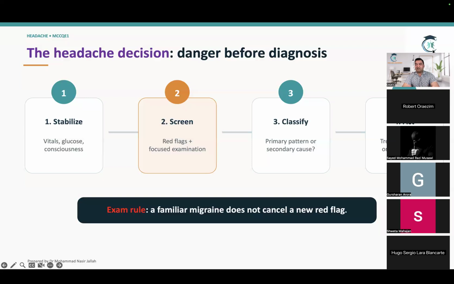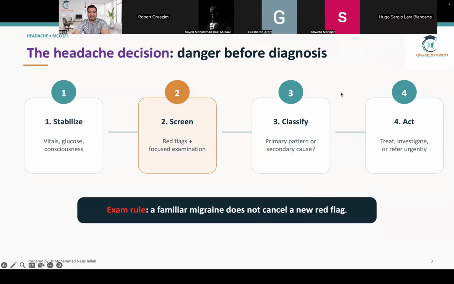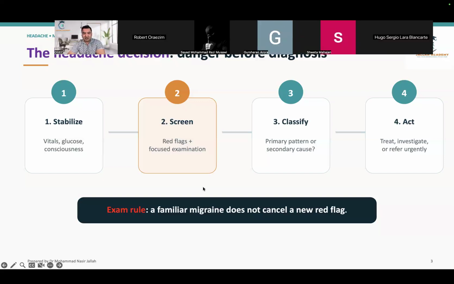If the red flags are positive, for example, if it happened after trauma, if the patient is on some sort of blood thinner, or has any other red flags that are supposed to be covered, then classify it. Based on those findings, classify it as primary or secondary. If it is primary, then you don't have to worry, because most primary headaches are clinically diagnosed, and I don't have to run any intensive imaging or investigation. Then act upon that patient based on your finding and classification.